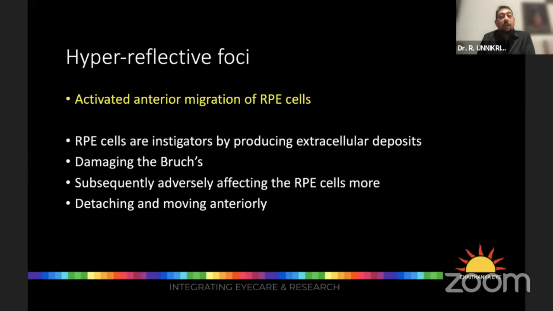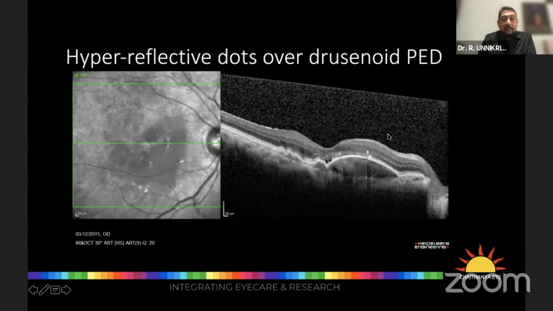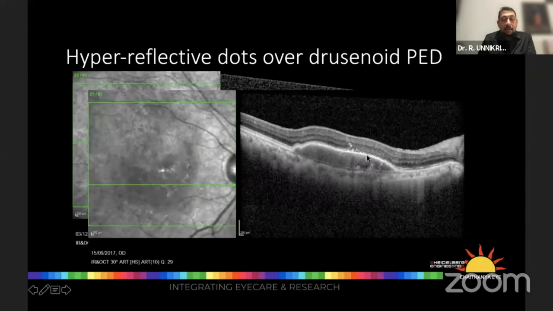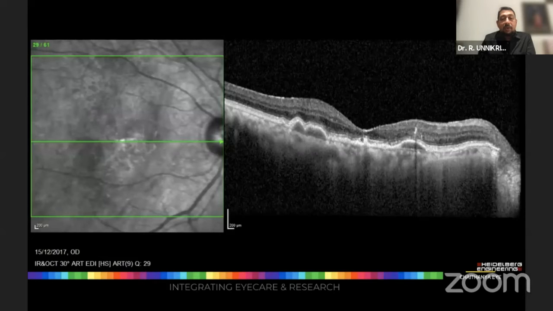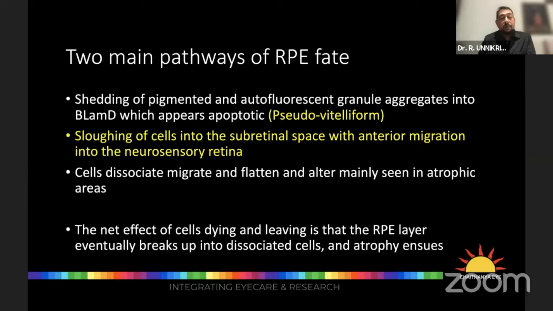The other thing we'd like to talk about is hyperreflective foci, in which RPE cells detach and move anteriorly in the retina. The RPE cells instigate by producing deposits, they damage Bruch's membrane. Bruch's membrane in a reverse action causes more RPE cells to detach and move anteriorly. Here you can see the presence of hyperreflective foci on the presence of drusen. They can be seen above a drusenoid PED, as you see in this picture and in this picture. Over time, you can see these anterior migrating RPE cells.